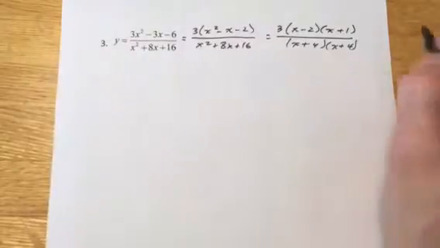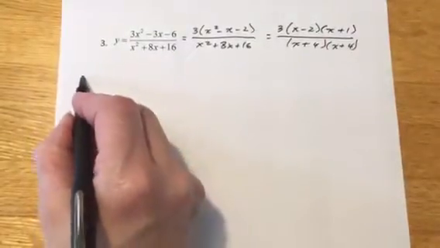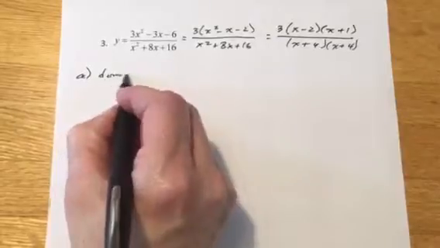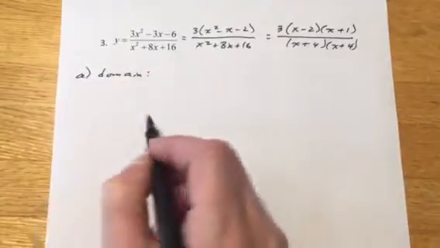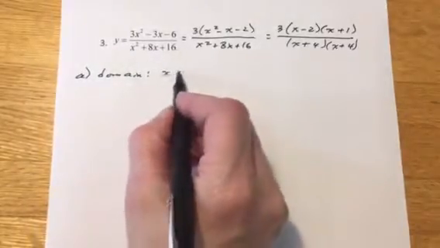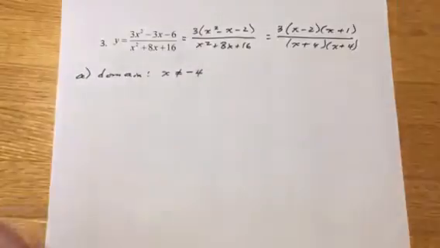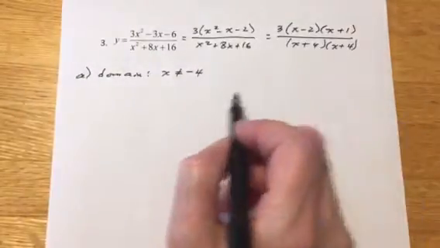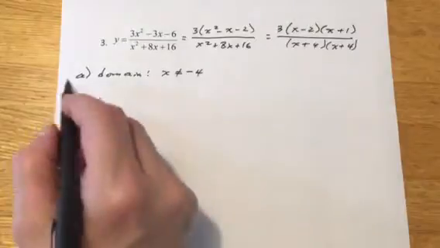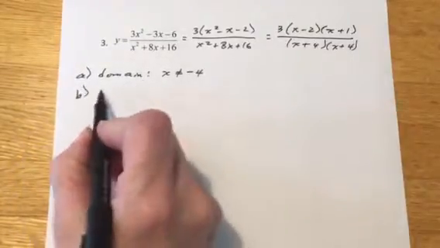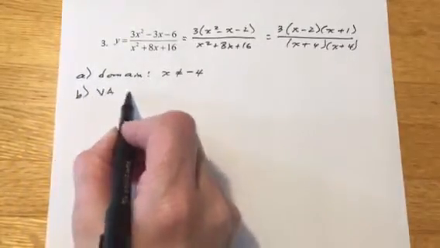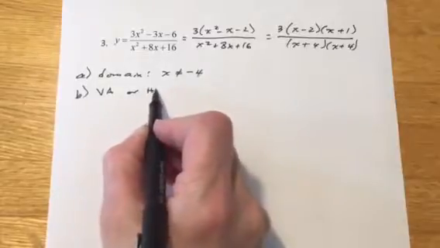All right, so we run through our information here. So first we're looking at domain. We throw out any numbers that make the denominator 0. So in this case, clearly x cannot be negative 4. Those would be the zeros of our denominator. So for part B, the question is, what happens at negative 4? Would there be a vertical asymptote or a hole?